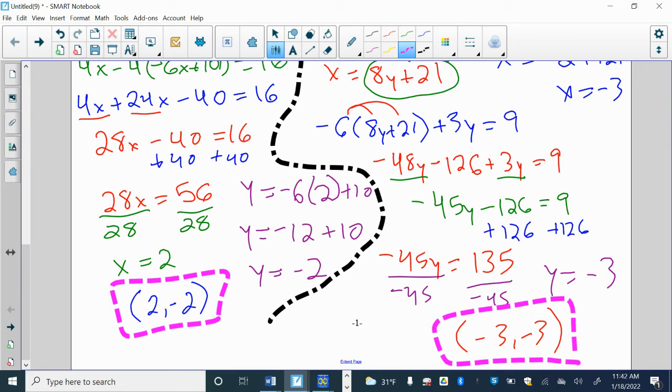So that's a review of substitution method. Get one of your equations into x equals or y equals form. Substitute that into your other equation to get one variable. Solve. Then put that number back into either of the original equations, preferably one that's in x equals or y equals form, in order to solve for the other variable, writing your final answer as an ordered pair.